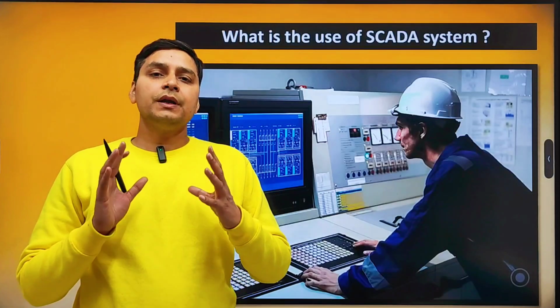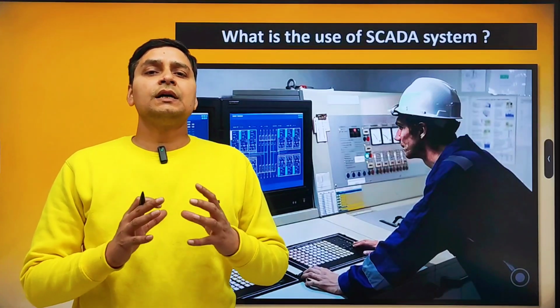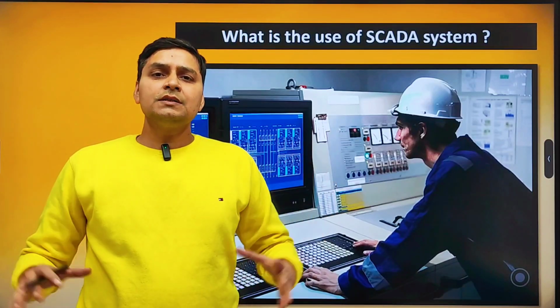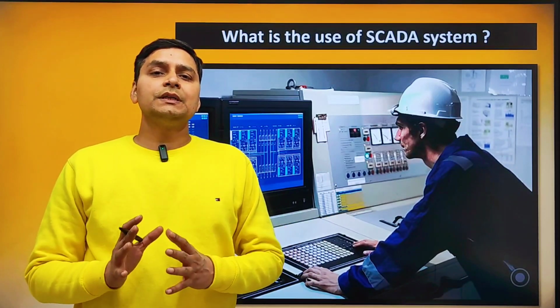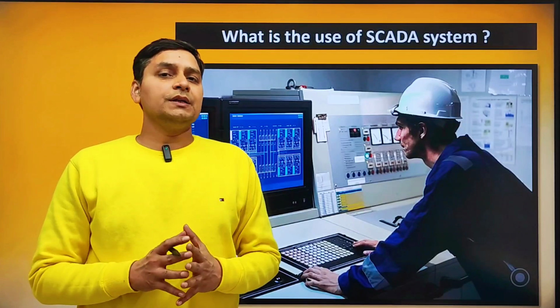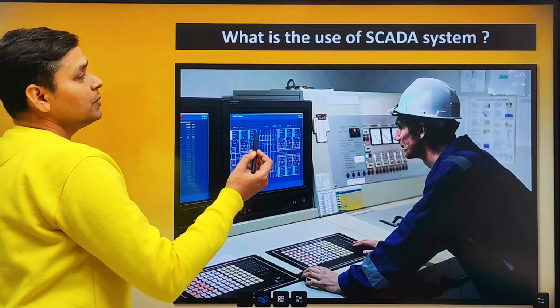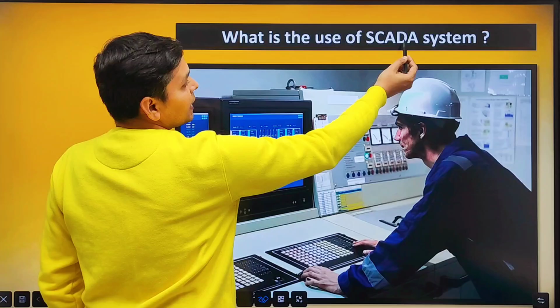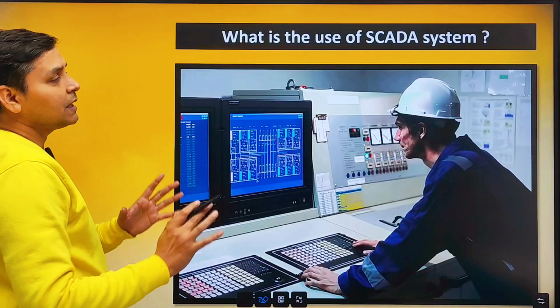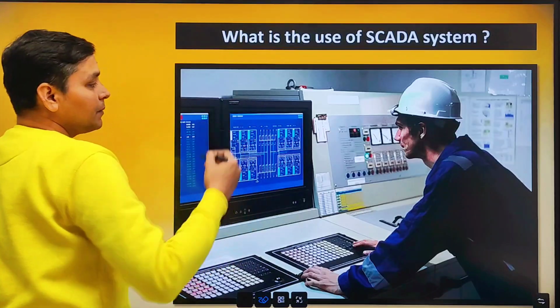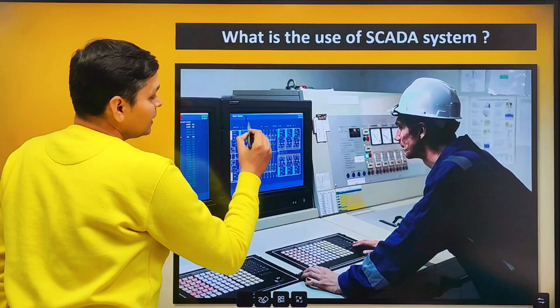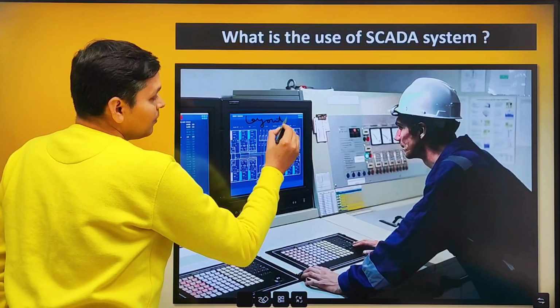The next question is very important. What is the use of SCADA system? Look friends, SCADA system is very important and very helpful for instrumentation and for operators also. SCADA full form is supervisory control and data acquisition. Look friends, SCADA is a system in which an operator can control and operate remotely. Basically, SCADA is a layout of the complete plant.